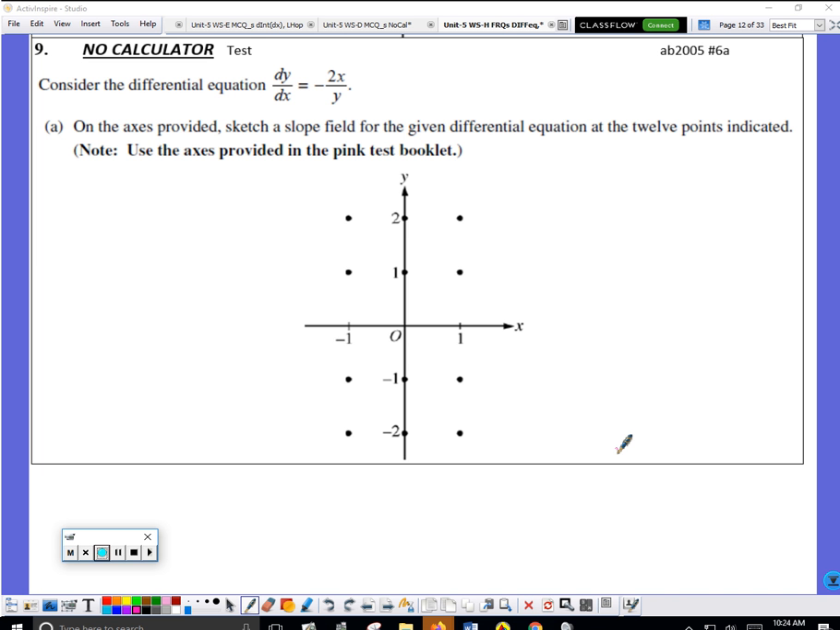Okay, slope field is brand new, but it's really easy points. A slope field is not a graph. A slope field is a picture. So a graph is a bunch of points where every point represents two numbers. A slope field is not a graph. A slope field is a picture. Okay, so we have a picture here, and we're going to draw what the slopes of F look like.